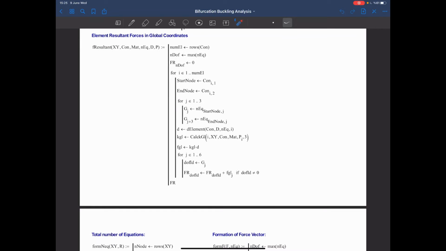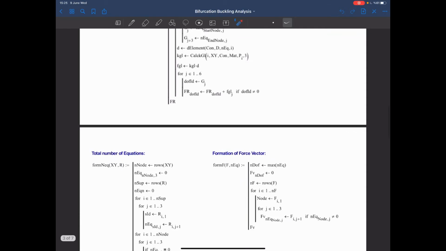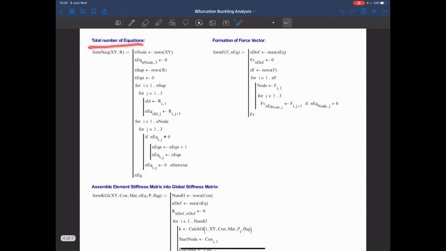So this calculates the element resultant forces in the global coordinates. Basically you get the element displacement and the global stiffness matrix. If you multiply the global displacement with the global stiffness matrix, you get the forces in the global coordinates, and then you just assemble it and obtain the resultant force vector. In the bifurcation buckling analysis, we will not be using that, but we need it when we start talking about the limit point analysis.